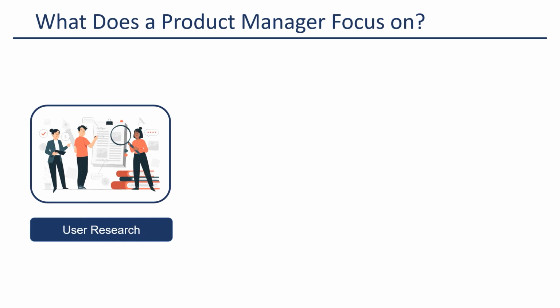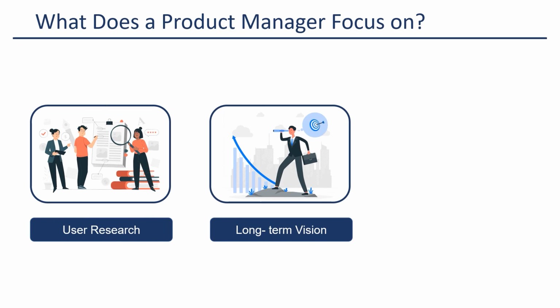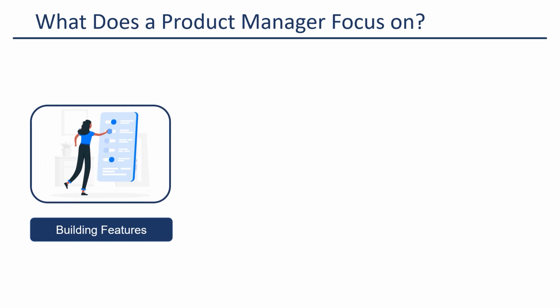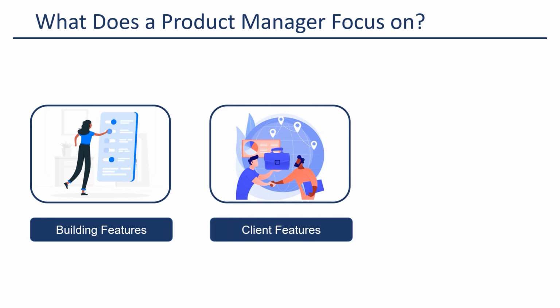Number one, by doing user research and revealing key insights, learn what users need. Number two, develop the long term vision and plan for the product. Number three, bring the team together around a unified product roadmap. Number four, choose the upcoming features to be built. Number five, offer clients features that work and make them happy.